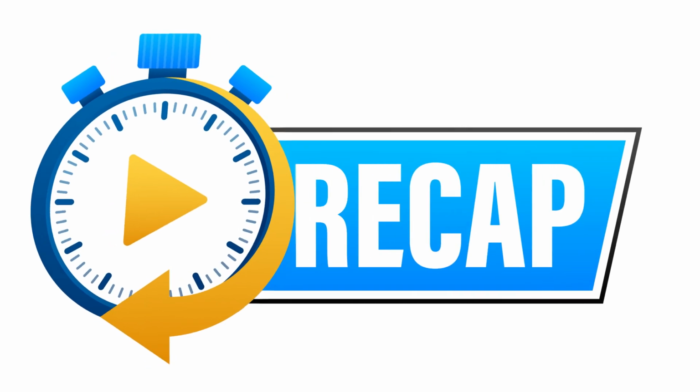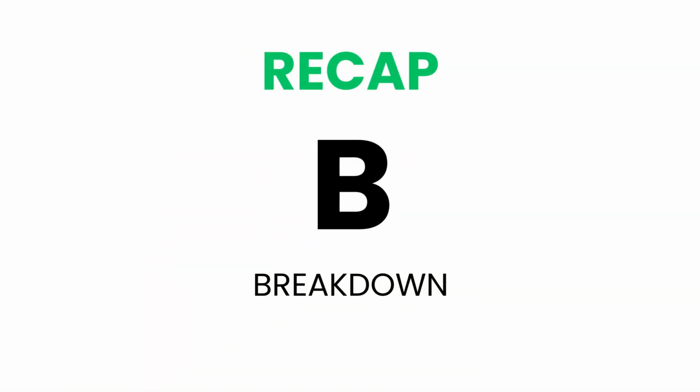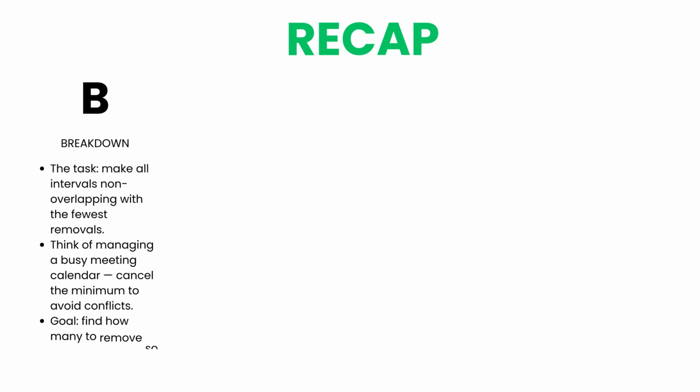Quick recap time. We tackled the classic calendar cleanup problem: remove the fewest intervals so the rest don't overlap. Breakdown recap. Conceptually, we're optimizing a schedule. From a pile of possibly overlapping intervals, we want the smallest number of deletions so what remains is conflict-free.